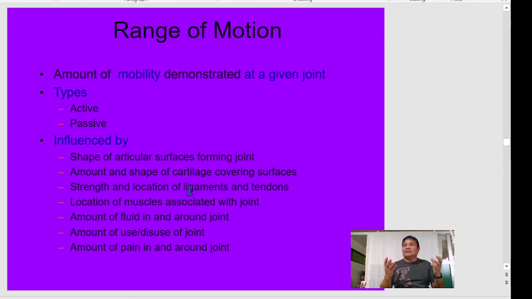Again, the amount and shape of the cartilage, which covers the surface of the two bones, that hyaline cartilage that covers them. Then the ligaments that stabilize it. Then the muscles associated with the joints, those attached to it that are responsible for moving. Then amount of fluid, amount of disuse. When you say fluid, that is referring to your synovial fluid. Amount of disuse or use is how often or seldom you use it. And amount of pain in and around the joint.